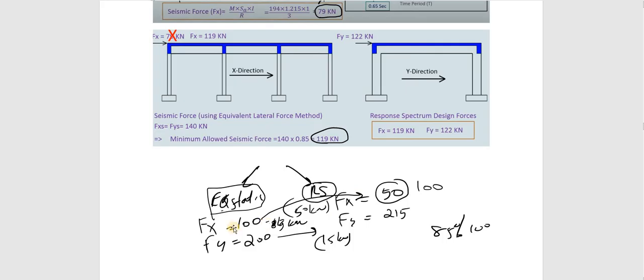By both methods we find the forces, and the forces should be almost the same. If it is less than 85%, we have to change the response spectrum force to the other one. Sometimes, where I have written 50, it can be 150, a higher value. That also is not acceptable. So it should not be too small or too large. If it is 150, we have to reduce it. That is how we do the response spectrum analysis.